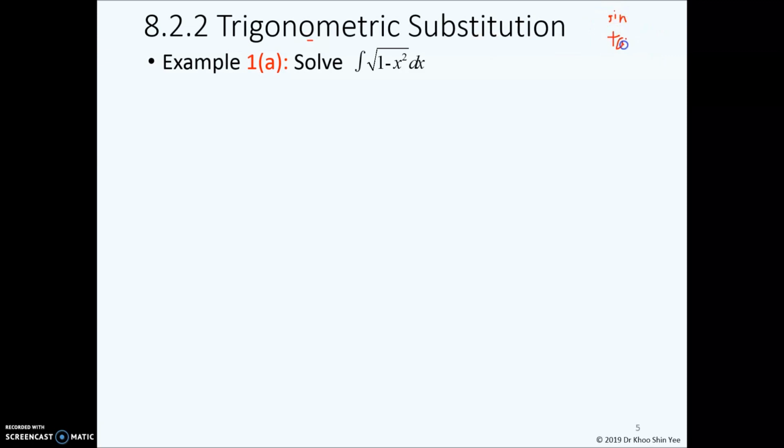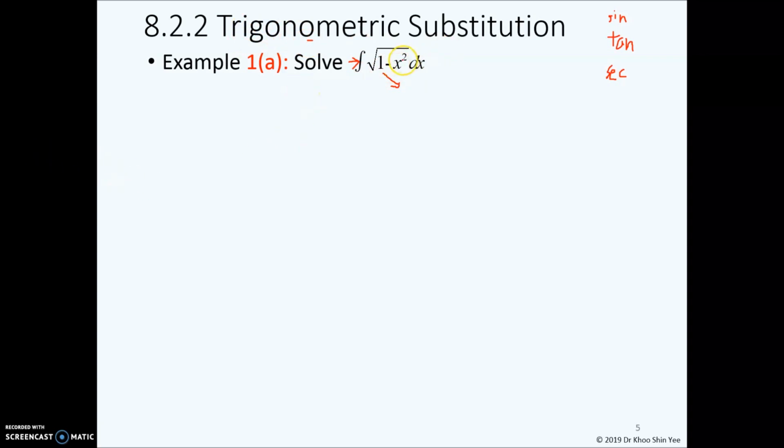So if you understand the previous three substitutions for trigonometric, which are sine, tangent, and secant, let's start the application. For the first case, we want to solve this: integrate square root of 1 minus x squared. You can see that the form here is a squared minus x squared. So if you see this format, there's a high chance that we can apply the trigonometric substitution.